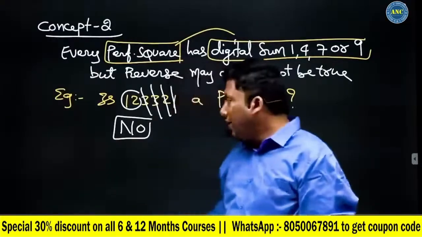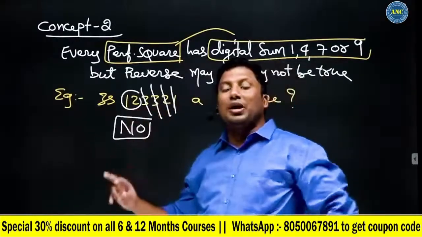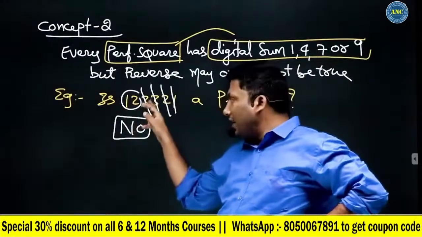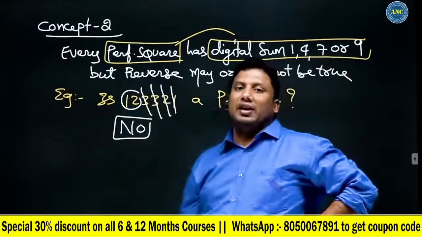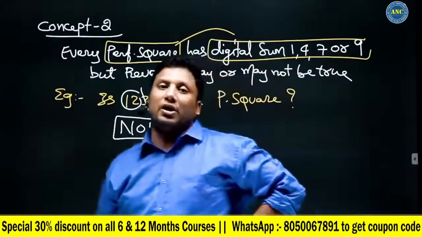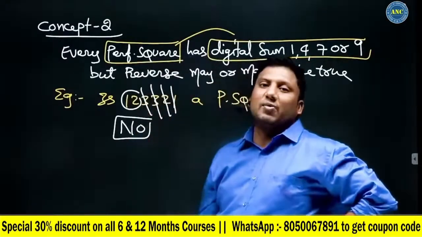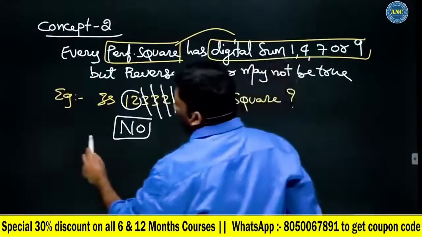Again, I am repeating. 1, 2, 3, 3, 2, 1. Do the digital sum: 1 plus 2 is 3, 3 plus 3 is 6, 6 plus 3 is 9, 9 plus 2 is 11, 11 plus 1 is 12, and 12 is 1 plus 2, 3. But it should have a digital sum of 1, 4, 7 or 9.